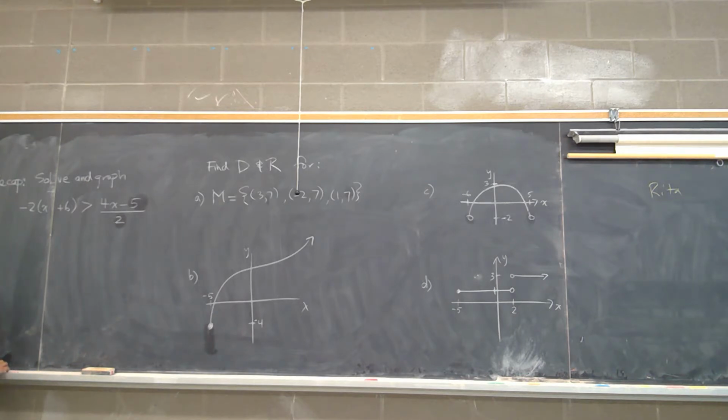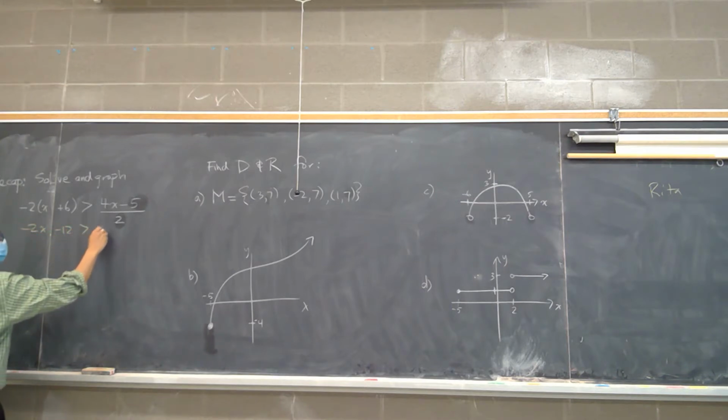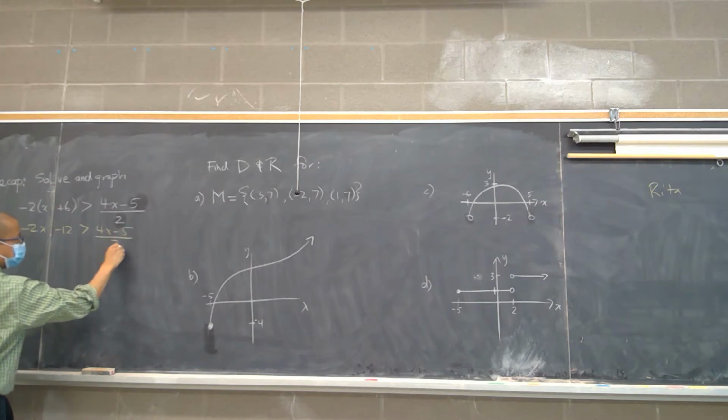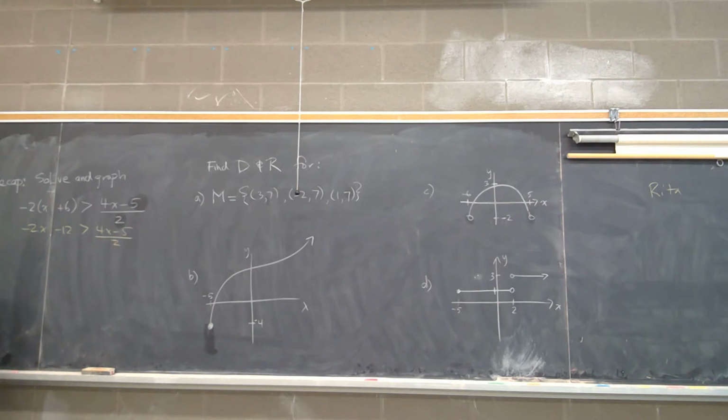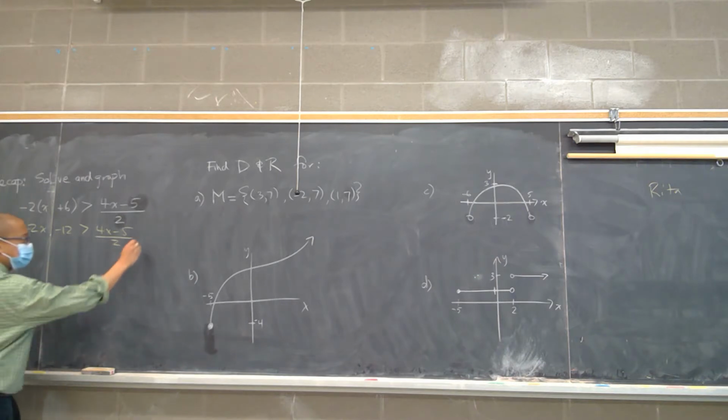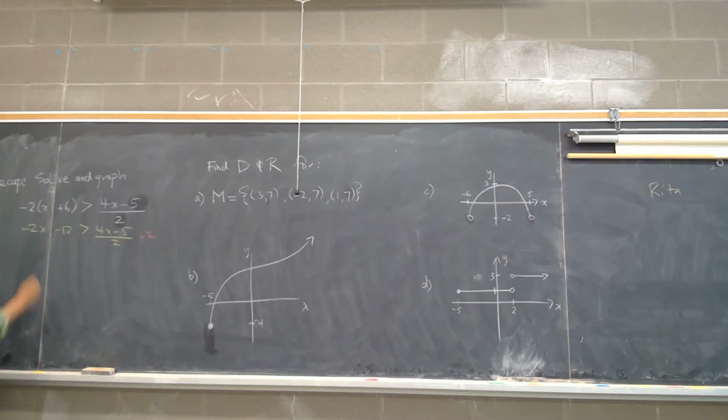I think some of you know what you would do. Maybe some people on the left-hand side would actually expand this. So we get negative 2x minus 12, which is greater than 4x minus 5 over 2. Notice divided by 2 is a problem here, and that's what we're going to manipulate. We're going to multiply both sides by 2. If I multiply the right side by 2, I have to multiply the left side by 2. But when you multiply by a nice number, meaning a positive number, nothing happens to the inequality.